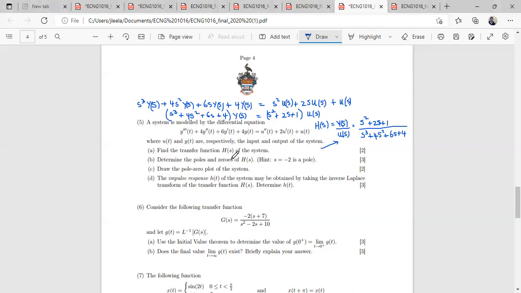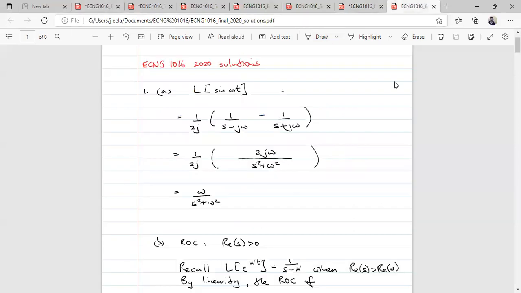Now determine the poles and zeros of H(s). They give you a hint here: s equal to -2 is a pole. So that means s plus 2 is a factor. The poles would be the zeros of the denominator, and the zeros will be the zeros of the numerator. If you look at this here, this is a polynomial. You could treat it as a polynomial of third degree, and you know that s plus 2 is already a factor. So if you divide this by s plus 2, then you could get your remaining factors. I don't really have space here to do it, so I'm going to pull up the solution now and show you.